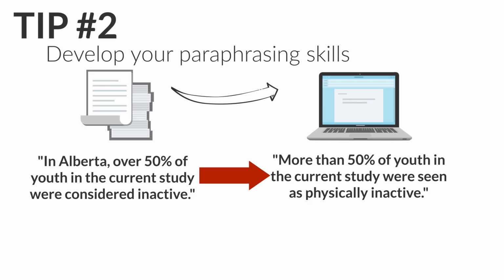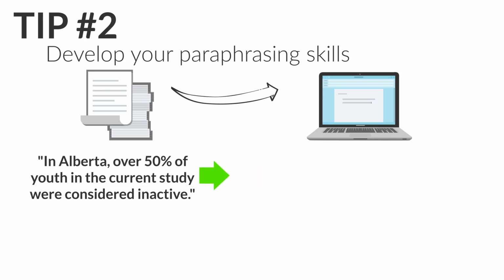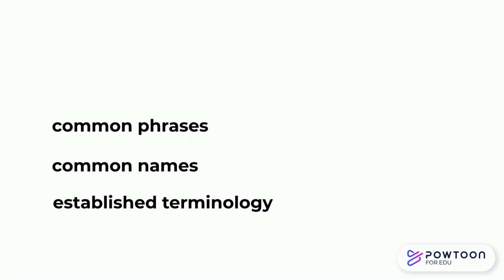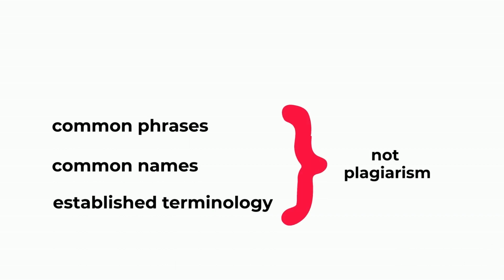The sentence structure is the same as the original, and there are more than 3 words in a row from the original source. Here is an example of a better paraphrase. A study of Alberta youth showed that over half of all study participants were inactive. This paraphrase is good because it revises the sentence structure and wording without changing the meaning. However, using common phrases, names, or established terminology is not considered plagiarism.